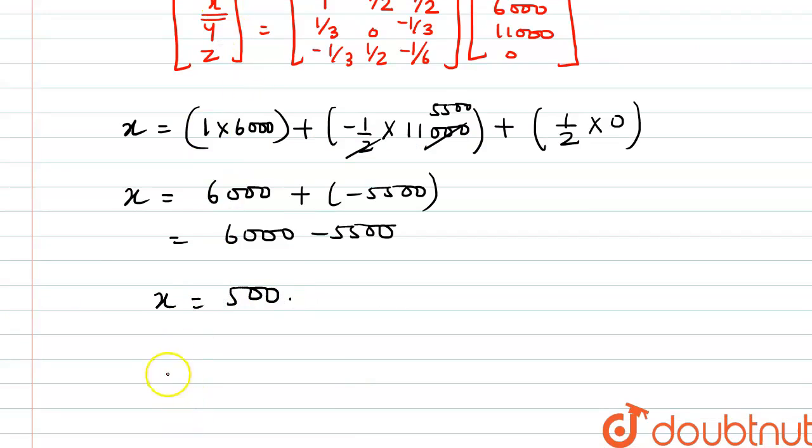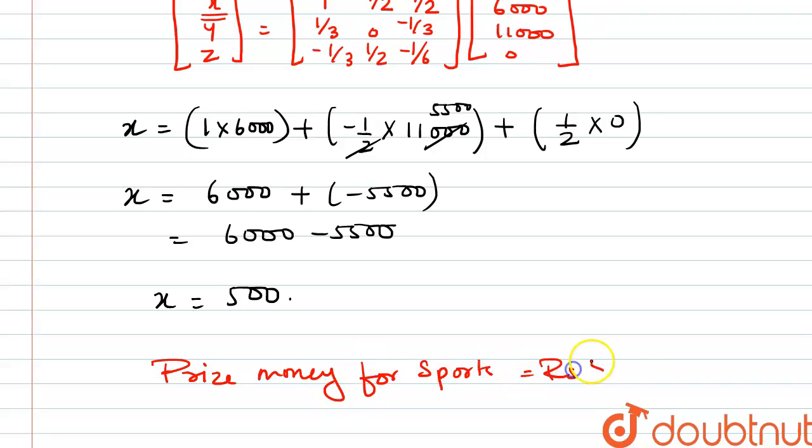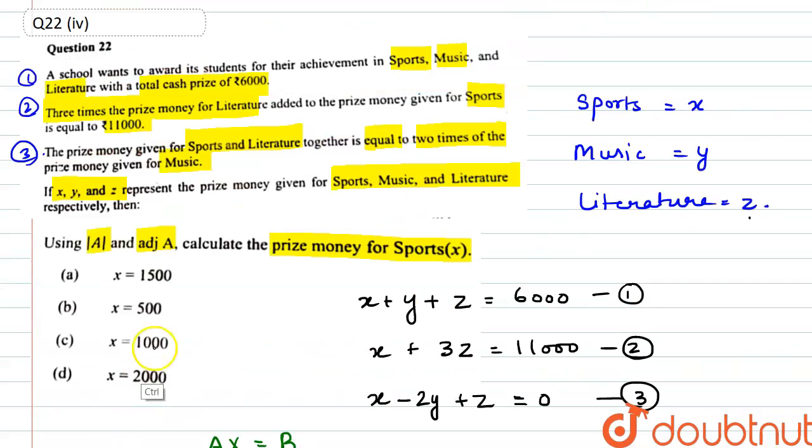That means the prize money for sports comes out to be rupees 500. And if we check our options, the correct option will be option B, that is x is equal to 500. And this is our final answer.